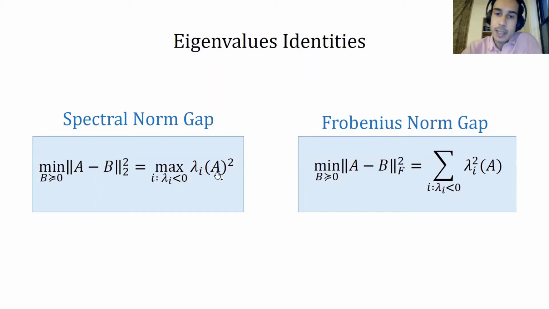Similarly, the distance from A to the nearest PSD matrix B in Frobenius norm squared is equal to the sum of squares of negative eigenvalues of A. And both of these identities can be proved relatively straightforwardly using variational theorems for eigenvalues. But they allow us to work with much simpler quantities, such as the eigenvalues of the original matrix, rather than a minimum over all possible matrices in the PSD cone.